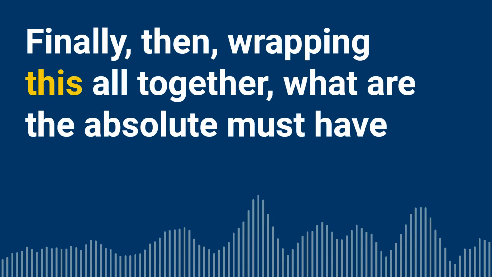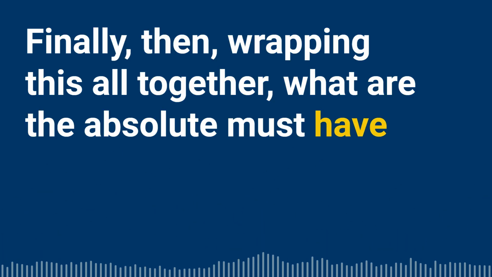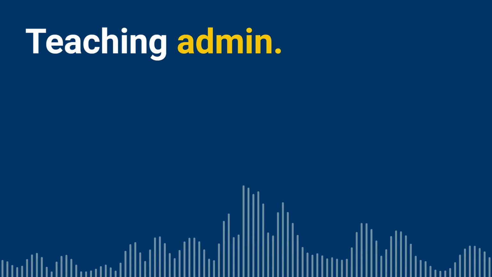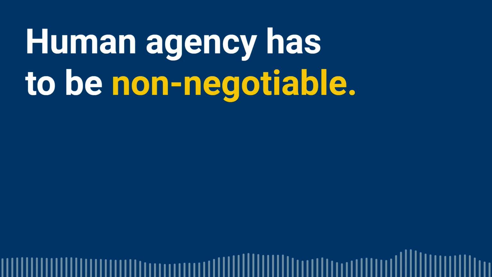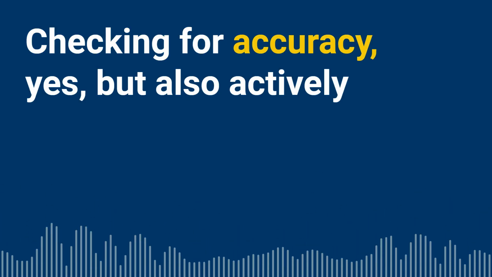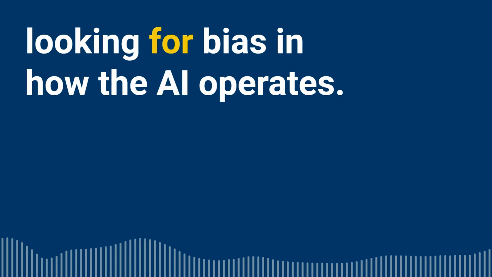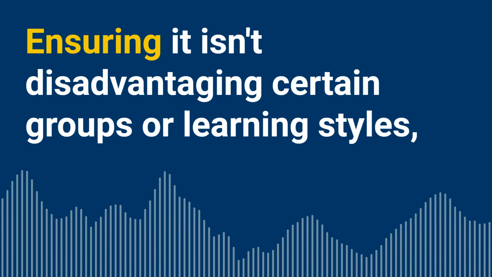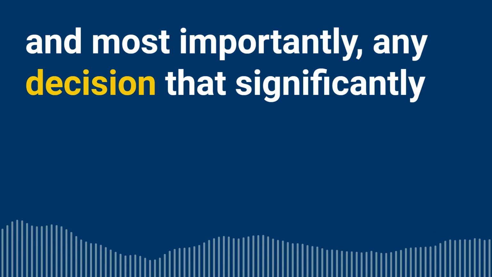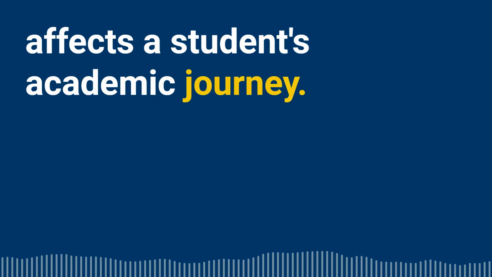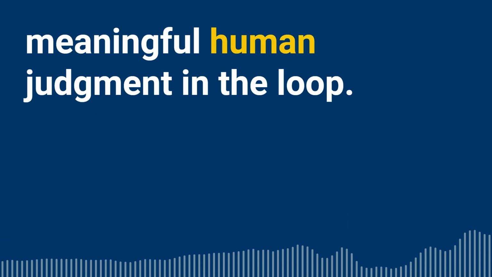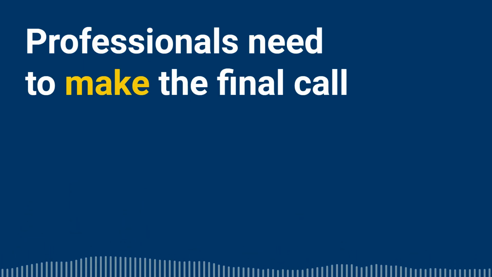Okay, finally then, wrapping this all together, what are the absolute must-have guardrails for quality, for human oversight across everything we've discussed, teaching, admin? Human agency has to be non-negotiable. That's the bottom line. You need continuous monitoring. Checking for accuracy, yes, but also actively looking for bias in how the AI operates, ensuring it isn't disadvantaging certain groups or learning styles. And most importantly, any decision that significantly affects a student's academic journey, grades, disciplinary actions, progression, must always keep meaningful human judgment in the loop. Professionals need to make the final call.